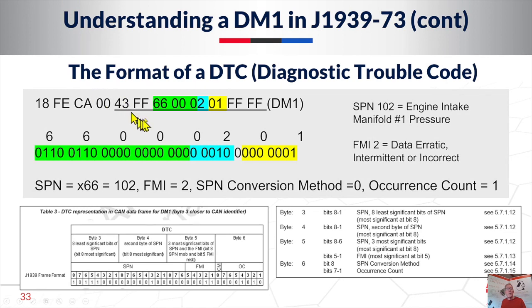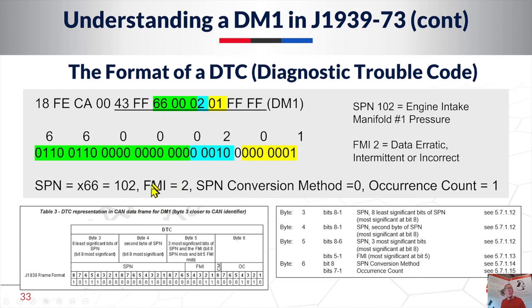We're actually going to skip the first 2 bytes of the data. I have underlined the 8 bytes of the data. We're going to look at these 4 bytes first, which represent a diagnostic trouble code. A diagnostic trouble code breaks down into 4 things. The SPN, we look at on the bit level again, because it breaks down on the bit level, not just the byte level. The SPN in this example is hexadecimal 66, which equals decimal 102.